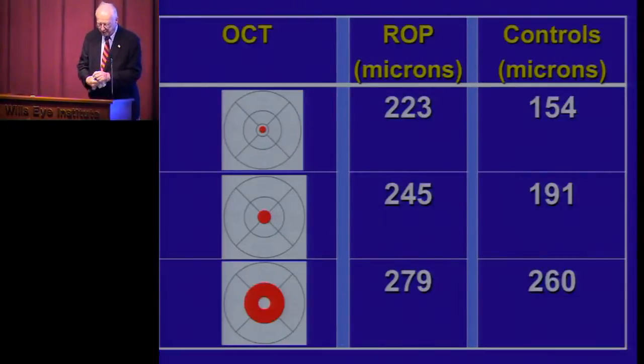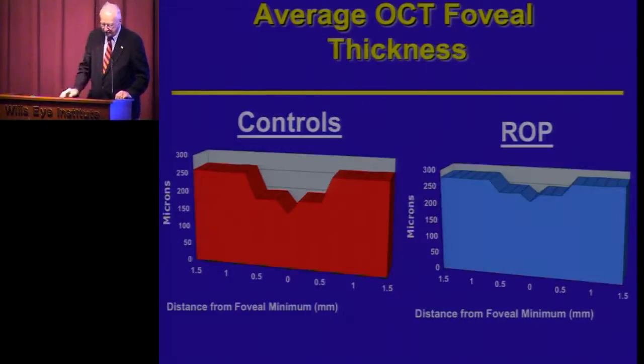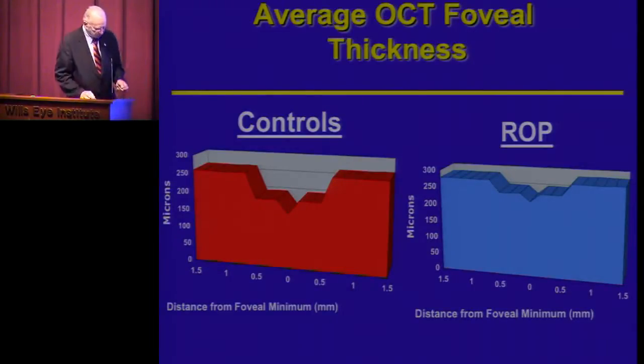Now, this was Paul Baker when he was a fellow here, did this study with me. And what we found was that the ROP babies had thicker foveas than did a control series. Just a diagram showing for the control babies, the fovea was about 150 microns, and for the ROP, it was between 200 and 250.